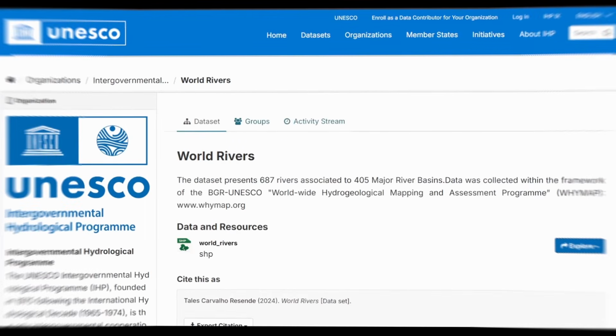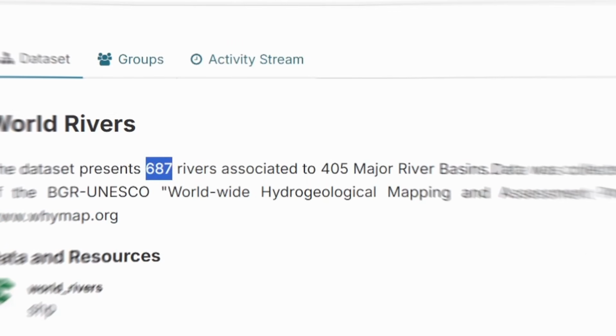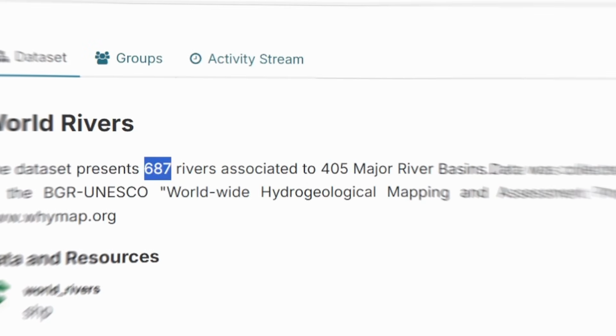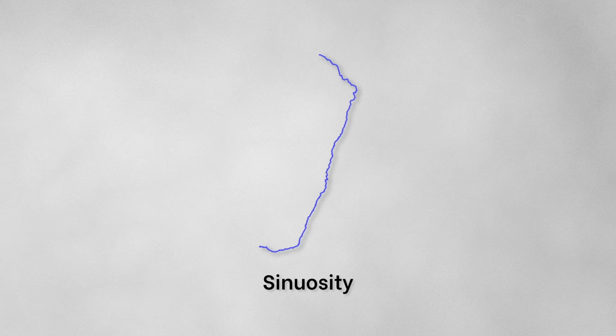Just before I was about to give up on this project, however, I found this dataset containing 687 major rivers with their names and coordinates. So now, finally, it's time to measure squiggliness. But how? Well, one way is to measure sinuosity, that is, measure the length of the river and divide it by the distance between the start and the end point of the river.